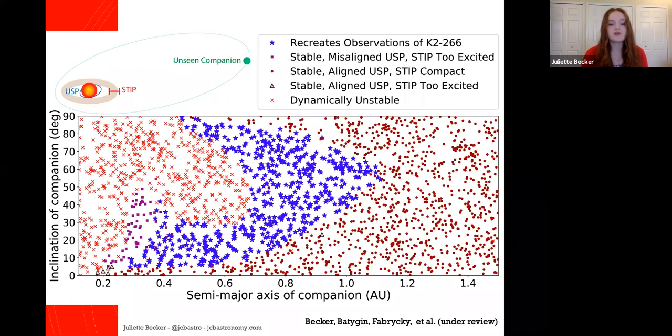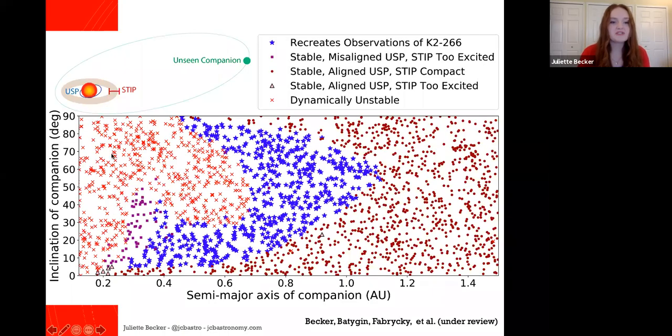And what I show here is the results of each of those simulations. Each simulation has been categorized by point style and color to describe what happened in that simulation. This particular plot is for a companion mass of about Saturn, which is maybe a little on the large side for what we'd expect to occur around a 0.6, 0.7 solar mass star like K2-266, but it's not completely impossible. For a Saturn mass companion, you'll notice there is a large regime of red points at a range of inclinations, but at shorter semi-major axes, that are excluded because they cause the system to go dynamically unstable.